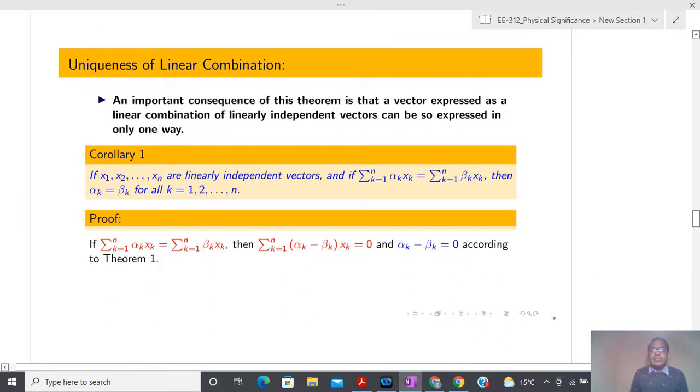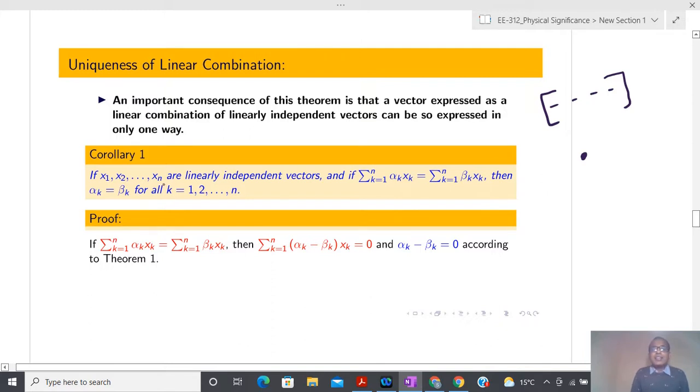Now, one of the important consequences of this theorem is that a vector expressed as a linear combination of linearly independent vectors can be expressed in only one way. What does it mean? If you fix the linearly independent vectors, and then select one particular point, then the representation of that should be unique. Okay, so the proof is like this.